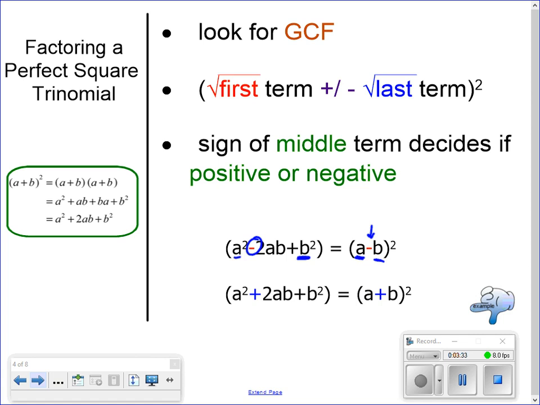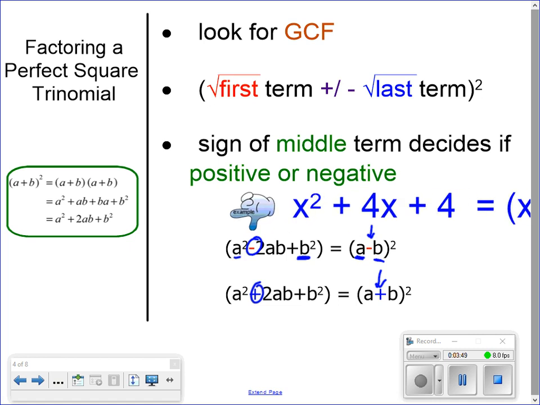The same thing is true for the square of a sum: for this perfect square trinomial, because the middle term is being added, instead of subtracting on the inside, I add on the inside. Let's take a look at one example real quick.